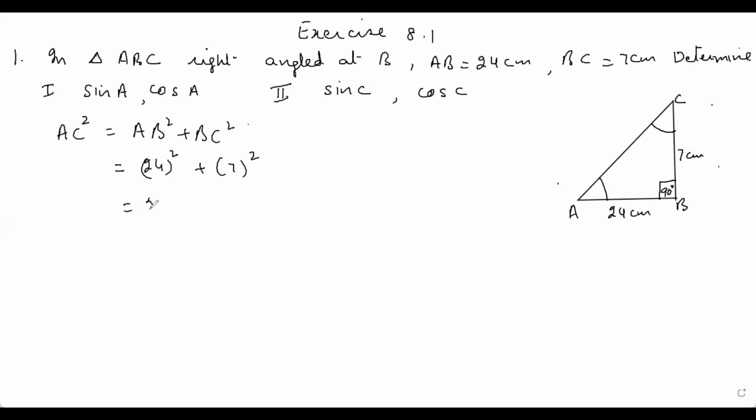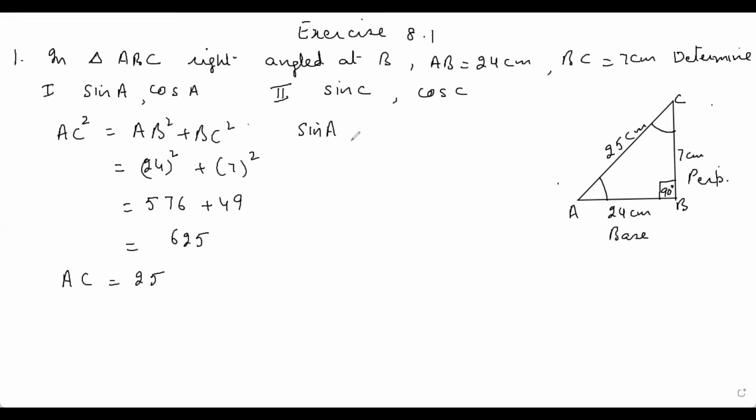It means 24 squared is 576, plus 49. This is equal to 625. It means AC is equal to 25. Now this AC is 25 centimeter. I'm to find angle A, sine A and cos A. It means sine A, if I am to find sine A, it means this is base, this is perpendicular.